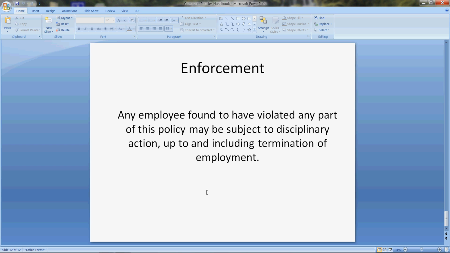Enforcement. Any employee found to have violated any part of this policy may be subject to disciplinary action up to and including termination of employment. If there are any questions, please see the guidelines in the handout that you received when you were first hired.